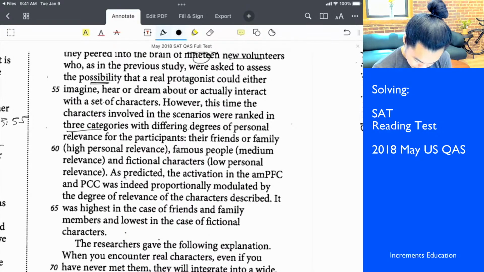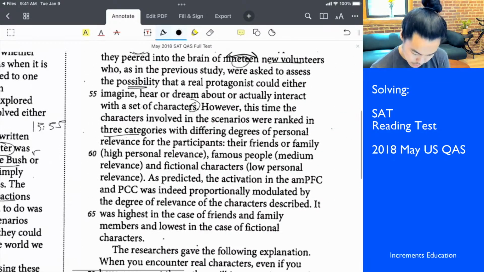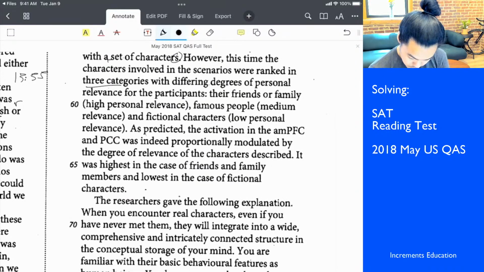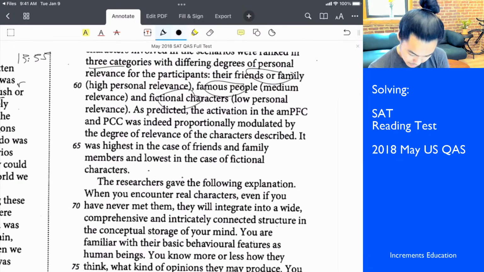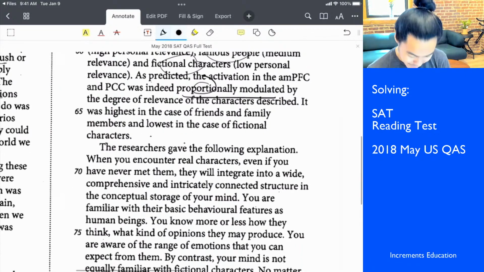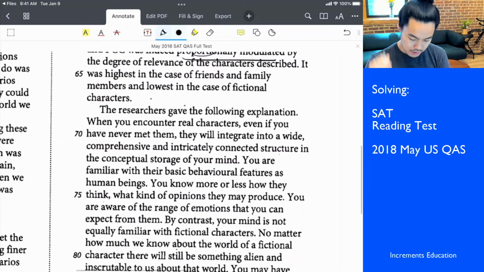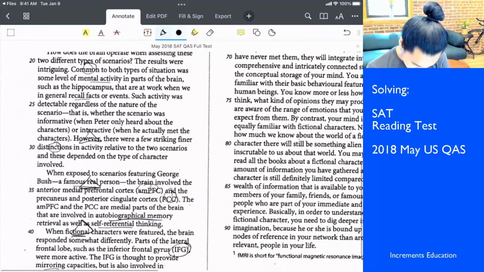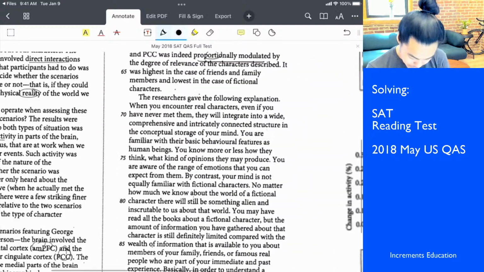Okay. Characters. It's a set, so it's not just 2 this time. There's more than 2. Last time was Bush and Cinderella. They're friends or family, famous people, and fictional. Exactly. And proportionately modulated. Awesome. Highest. Right. So if they feel relevant, you focus more on self-reflection and autobiographical memory.